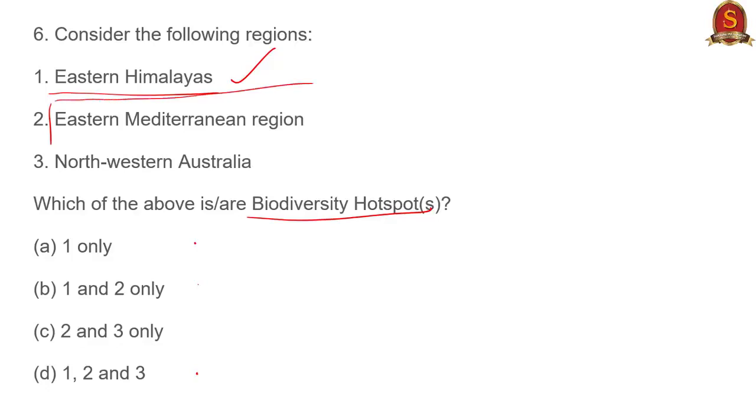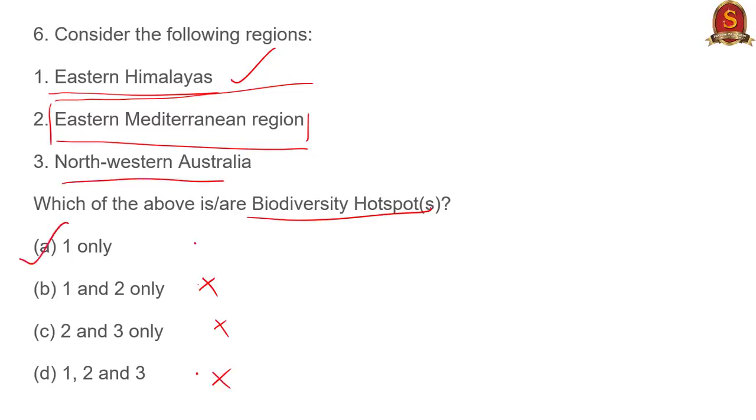Now, just look at this one. Eastern Mediterranean region. When you talk about the Eastern Mediterranean region, you're talking about countries in Northern Africa and Southern Europe. So essentially you're talking about today's areas of civil war, Libya, Egypt, and also the Balkan Peninsula, countries comprising Albania, Serbia and so on. So you clearly know that the Eastern Mediterranean region is not such an important region in terms of biodiversity. So if you take out statement 2, obviously the answer is A.